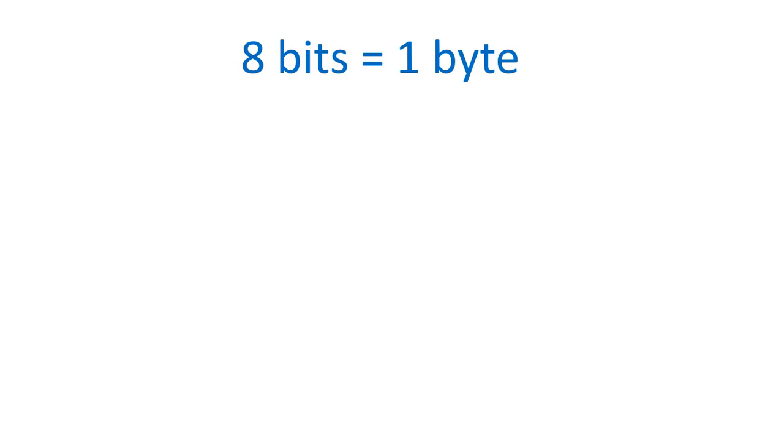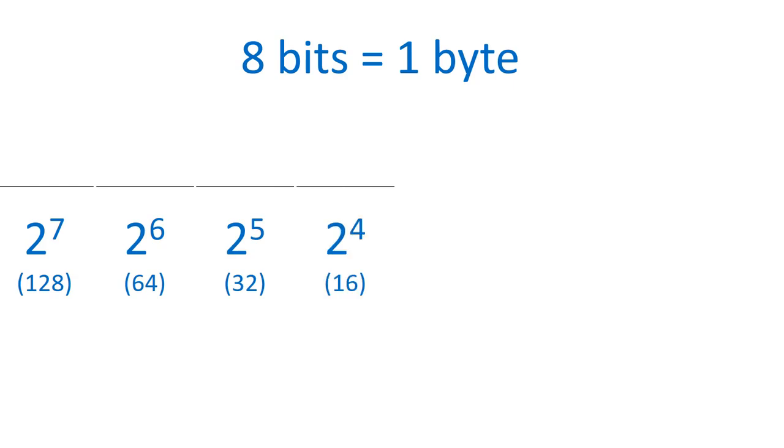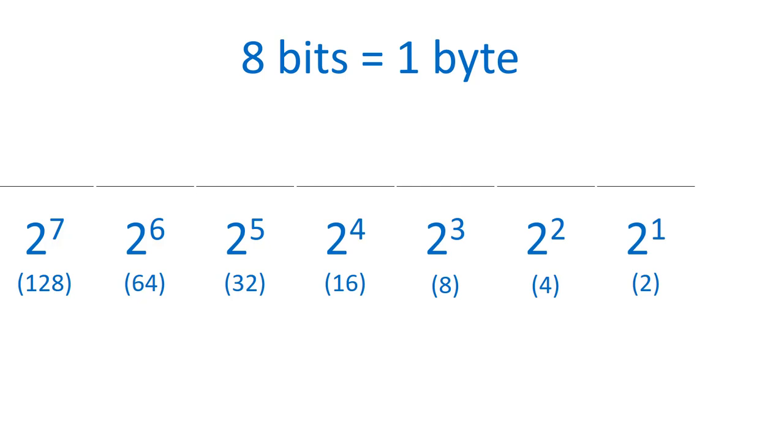We know from the last section that it can have 2 to the 7th plus 2 to the 6th plus 2 to the 5th plus 2 to the 4th plus 2 to the 3rd plus 2 to the 2nd plus 2 to the 1st plus 2 to the 0th unique values. In fact, this equals 2 to the 8th. So an 8-bit binary number can have 256 different values.